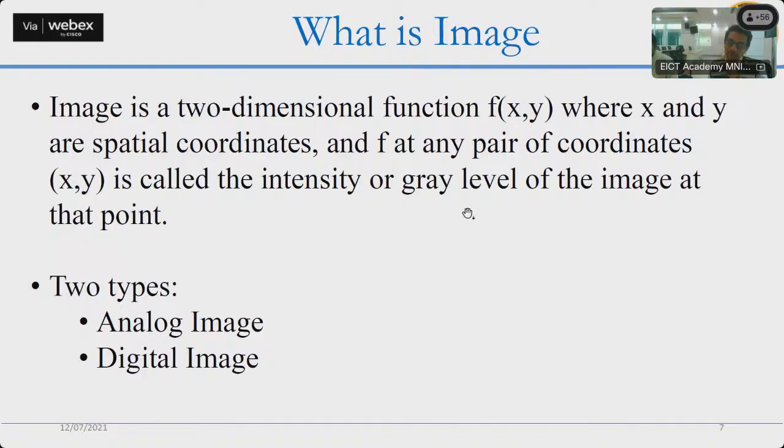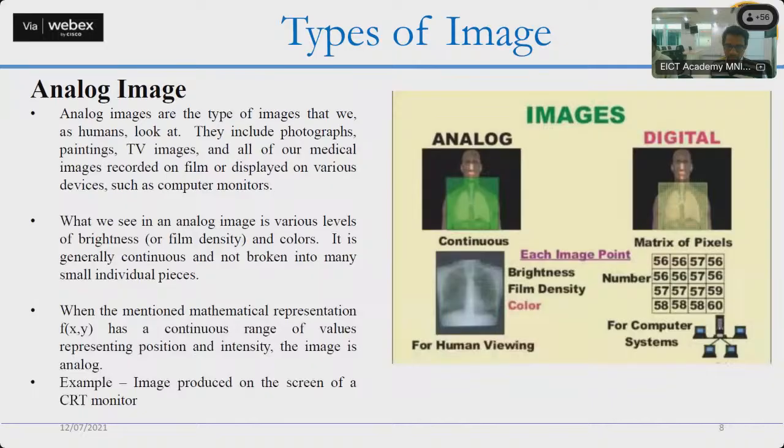Two types of images are there. One is the analog image, another is the digital image. So what do you mean by analog? Analog, if you recall, is basically continuous. What is it in common terminology? It is a continuous one and a digital one. What do you mean by continuous and digital? Digital means there are different boundaries, many boundaries, but in continuous there is no clear-cut boundary. It is a continuous phenomenon.